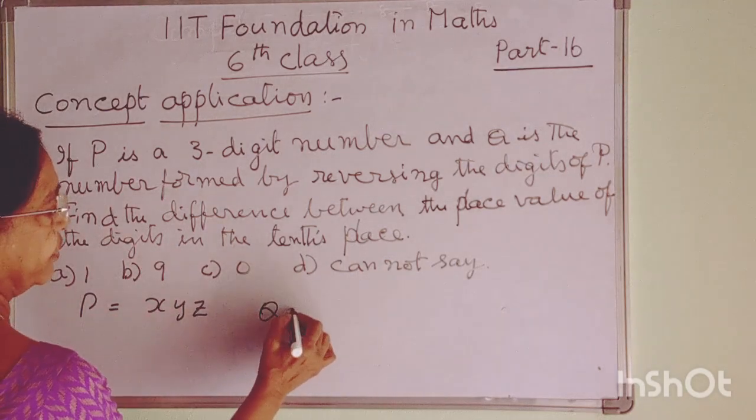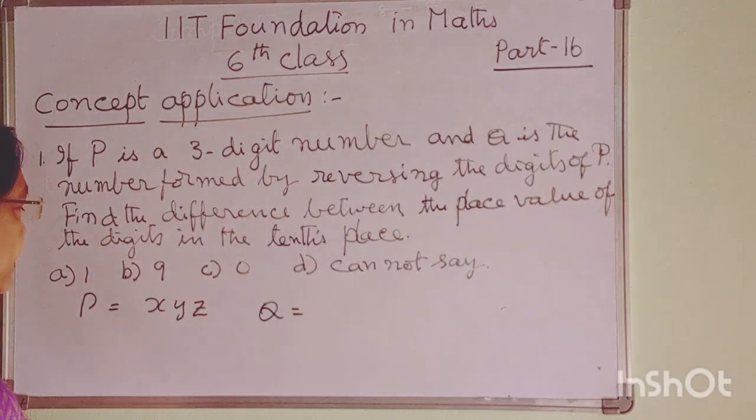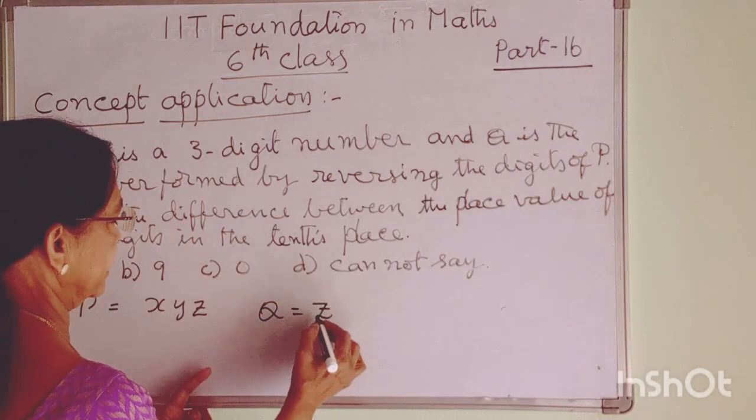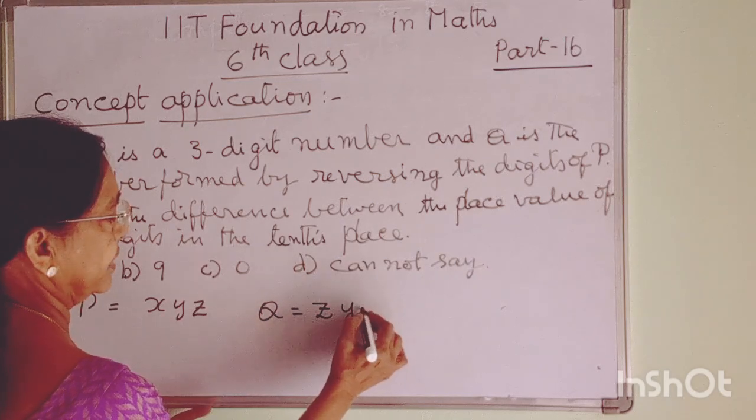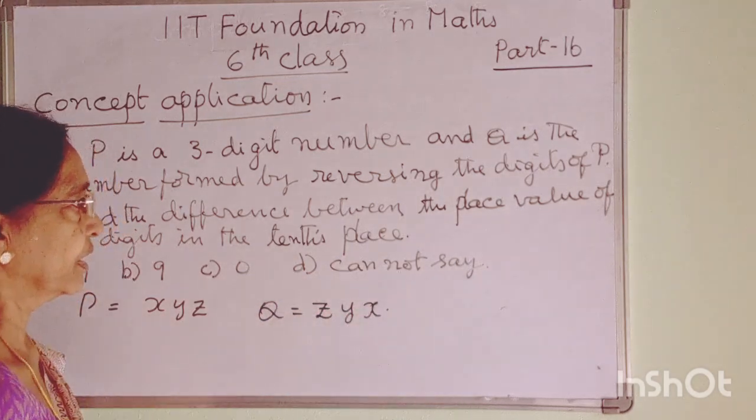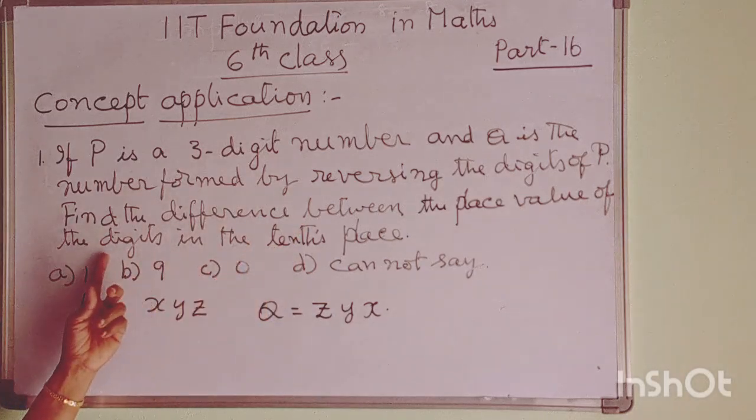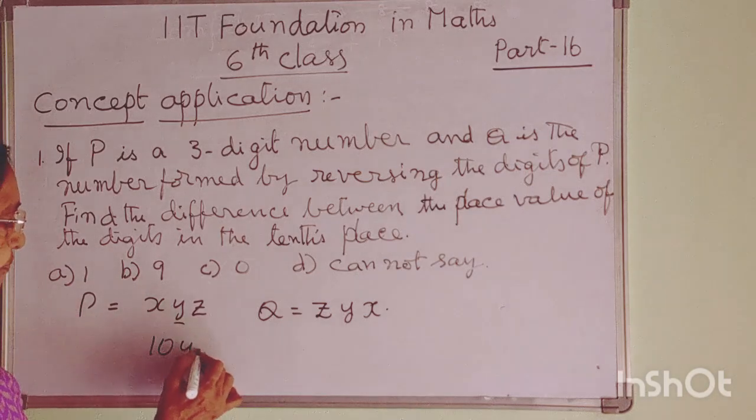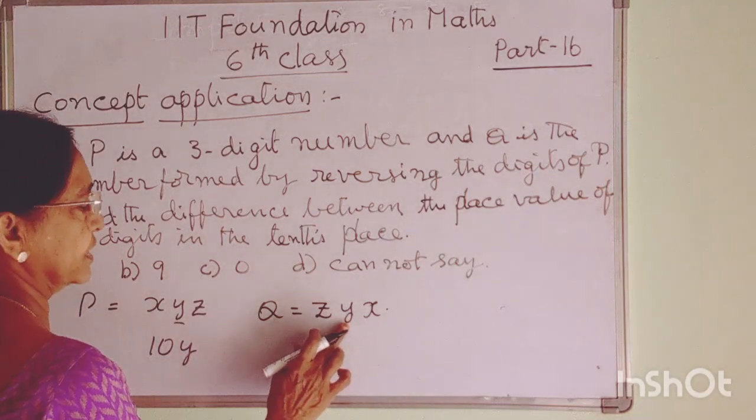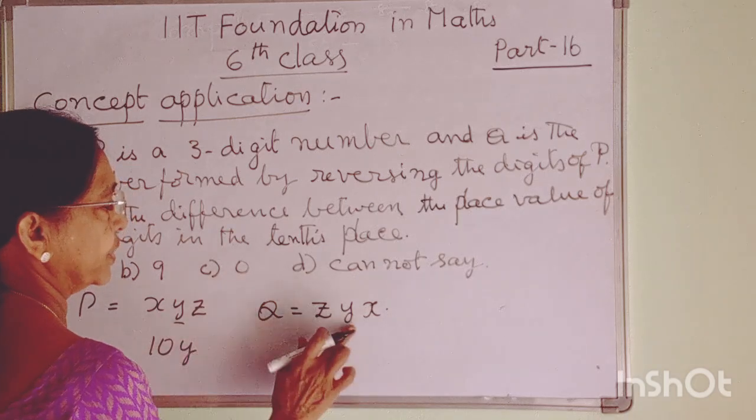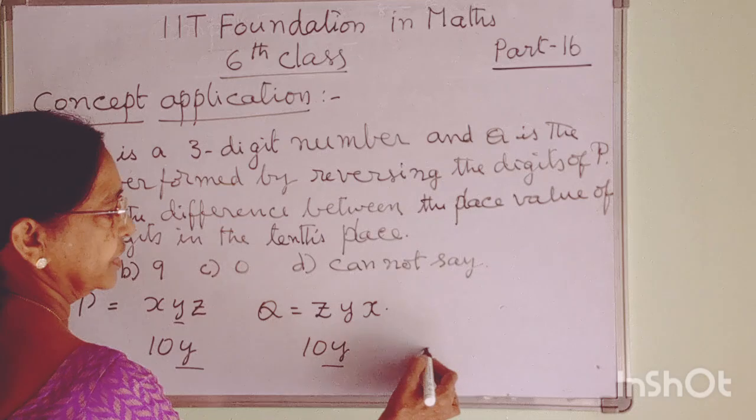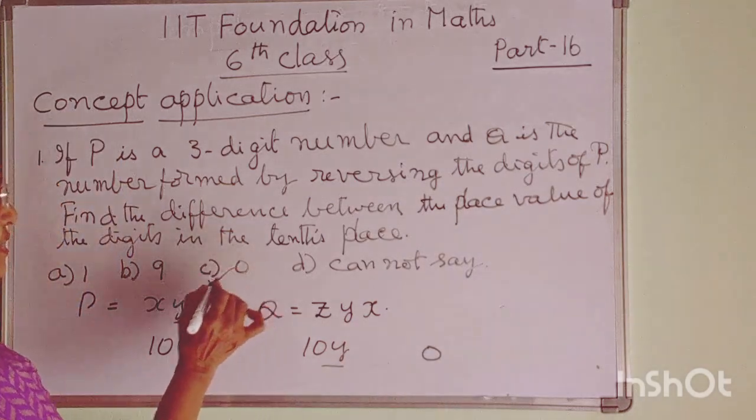Then Q is the number formed by reversing its digits. So as P is equal to XYZ, reversing the digits, it will be ZYX. Then find the difference between the place value of the digits in the tens place. Place value of the digit in the tens place of P is 10Y, and the place value of the digit in the number Q is 10Y. Therefore, the difference between these two is 0. So, option C is correct.